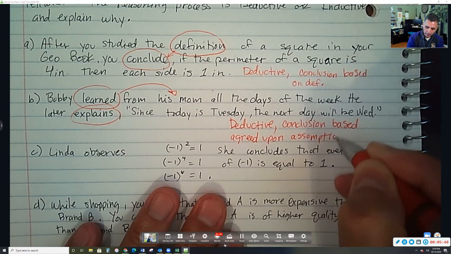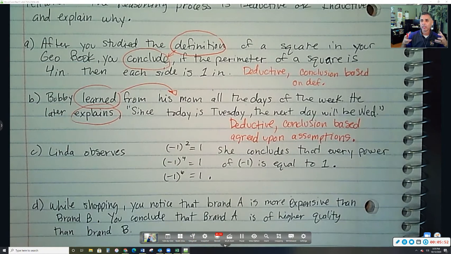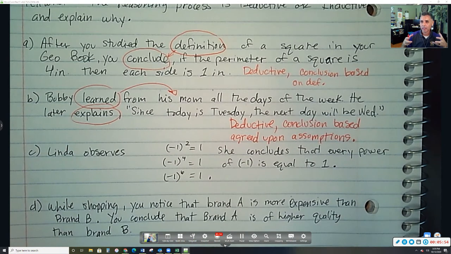Even if the mom is telling him something that's not true, as long as they agree, hey, this is how it's going to be, and then they make a decision based on that, it's still deductive reasoning. Okay, it's not inductive. Again, inductive is like one of the examples from the other day.